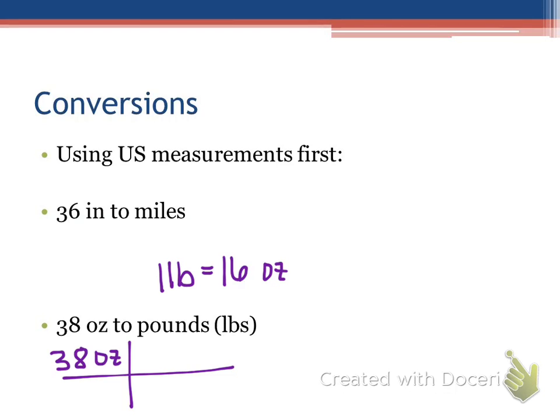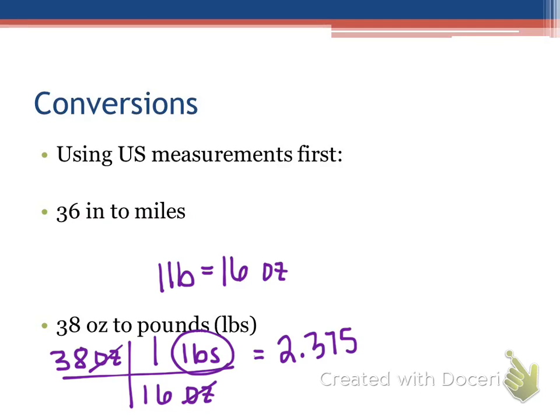I want to get rid of ounces and go to pounds. So where in my T chart does ounces need to go? Opposite. So it needs to go on the bottom. And I can go directly to pounds. We said there's a direct conversion there. So we said 1 pound is equal to 16 ounces. I'm done with ounces. I'm left with pounds, which is exactly what I wanted. So all I'm left with to do there is the math. 38 divided by 16 is 2.375 pounds.